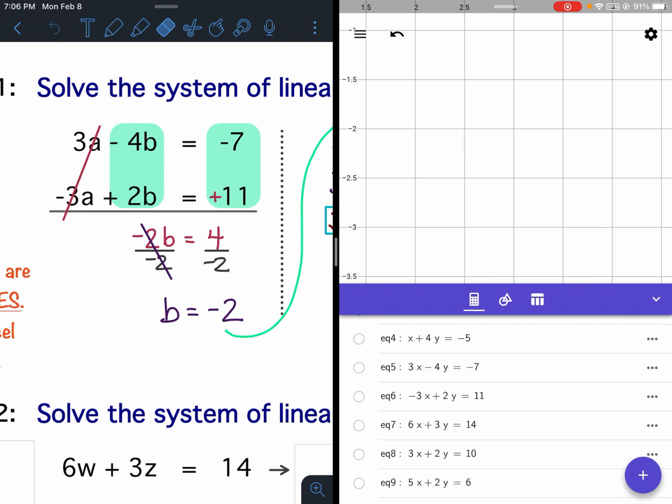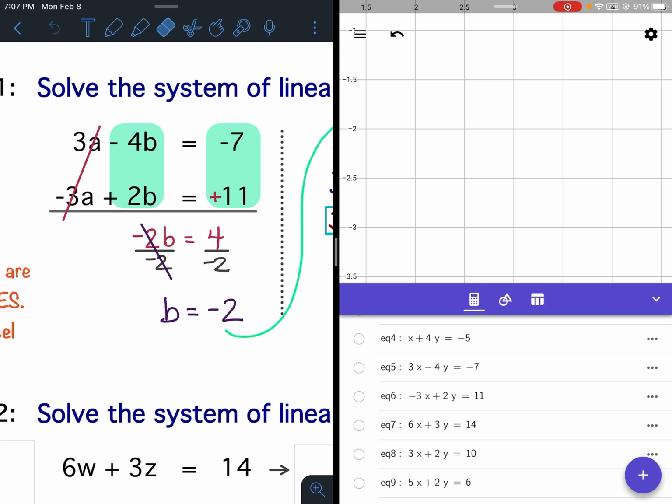Let's check the problem we just did. This is one I want to mention. Notice how this one doesn't have x and y. This has 3a and b, negative 4b. When you're going to put these into the app, go in alphabetical order. So the first letter will be x, the second letter will be y. In this case, since I have a and b, a is the first letter of the alphabet, so a is going to represent the x, and b will be the y.